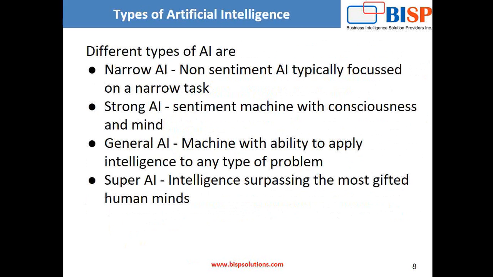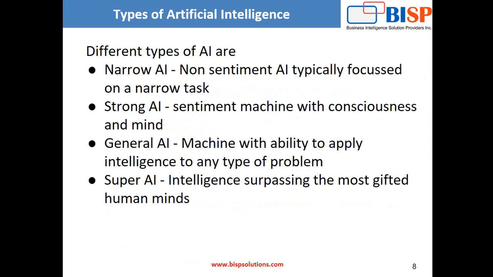Let's think about this next AI, strong AI, a sentient machine with consciousness and mind. I would give an example for strong AI: a computer which is able to recruit an engineer, which is able to recruit a person into an enterprise. It has to have consciousness, it has to ask the right questions, and it has to have the mind in order to take a decision. That is an example of a strong AI.